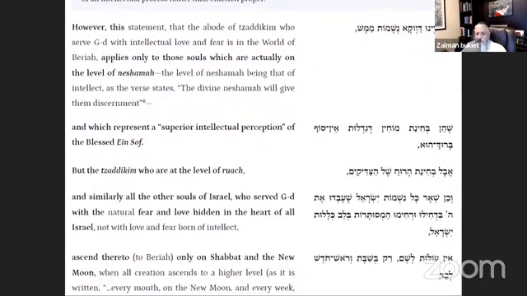However, this statement, that the abode of tzaddikim, who serve God with intellect, love, and fear, is in the world of Yetzirah, applies only to those souls which are actually on the level of neshama. The level of neshama being that of intellect, as the verse states, "the divine neshama will give them discernment." Moichin de gadlus, which represents the superior intellectual perception of the Ein Sof.